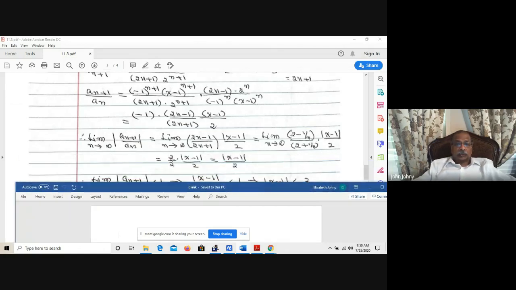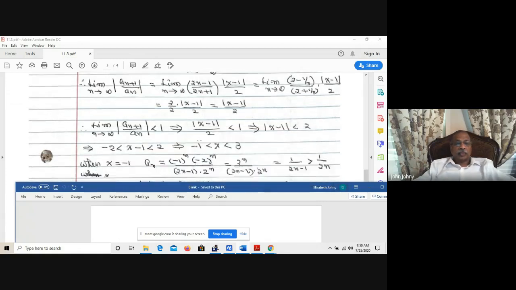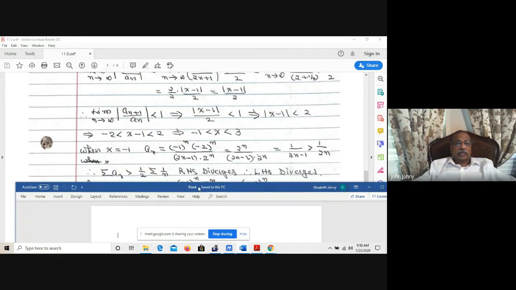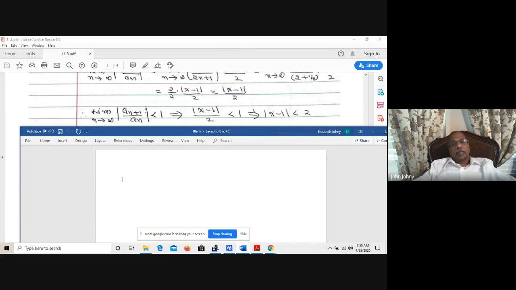And that is 2 over 2, because this is 2 minus 0 over 2 plus 0, times the absolute value of x minus 1 divided by 2, which is the absolute value of x minus 1 divided by 2. Now you apply the ratio test. Limit as n approaches infinity of a_(n+1) over a_n is less than 1 implies the absolute value of x minus 1 over 2 is less than 1.